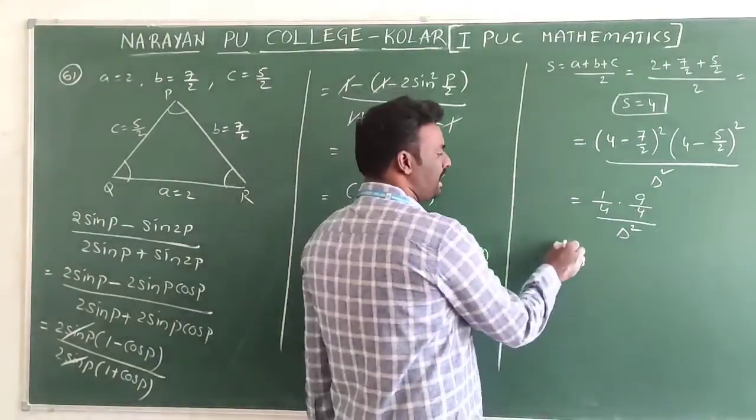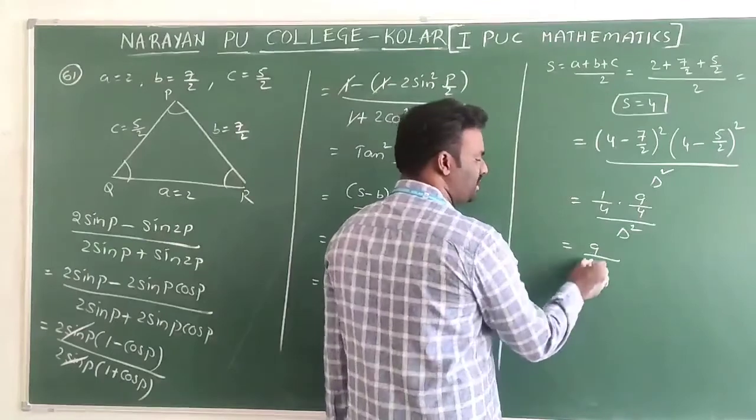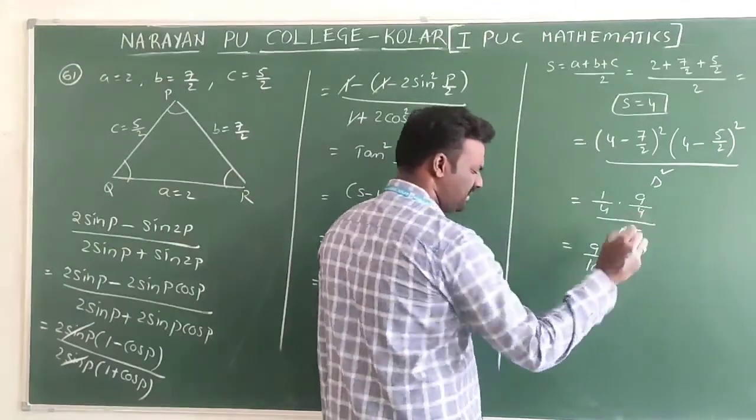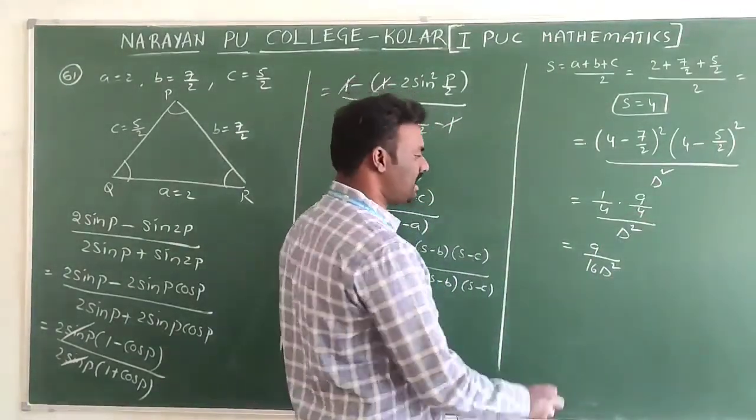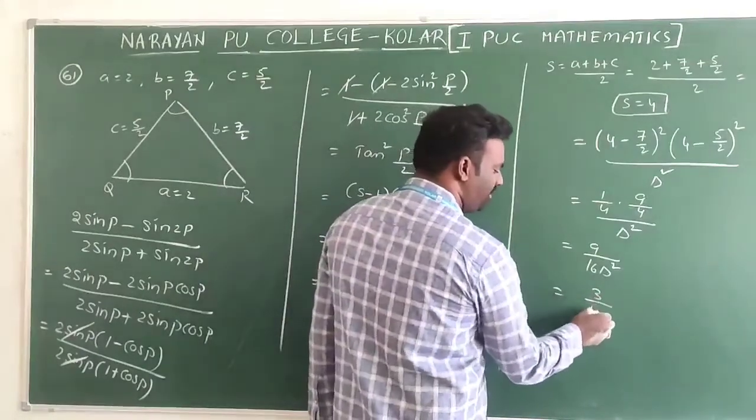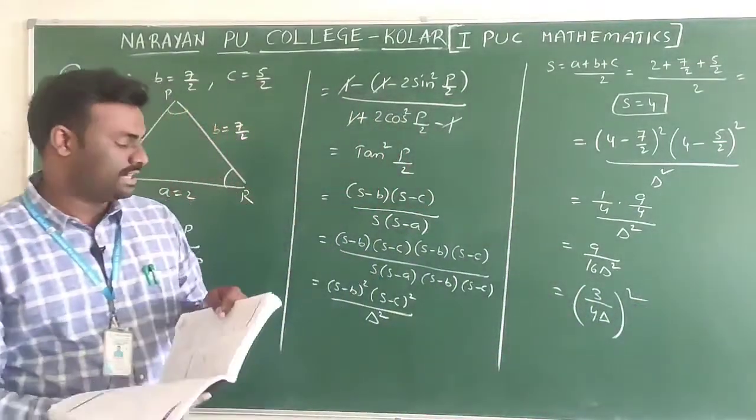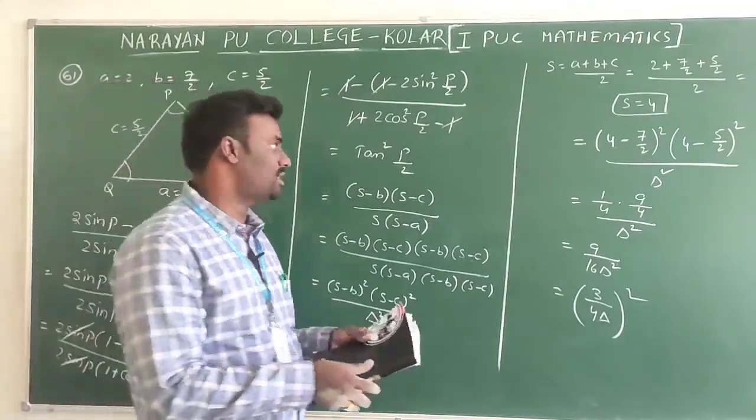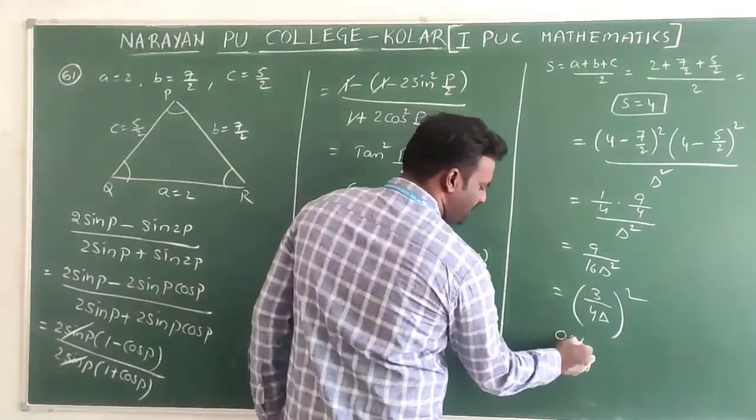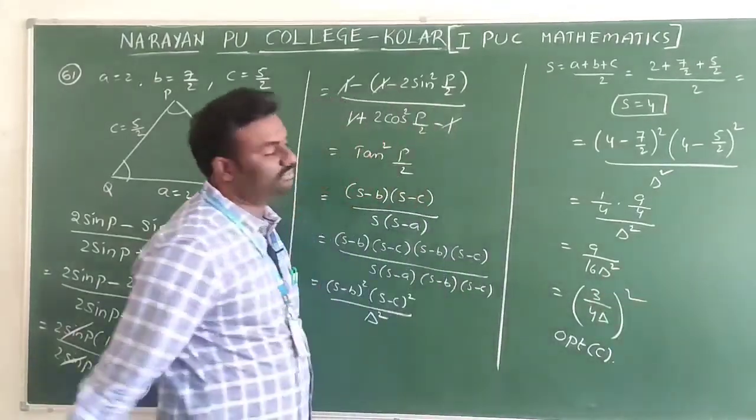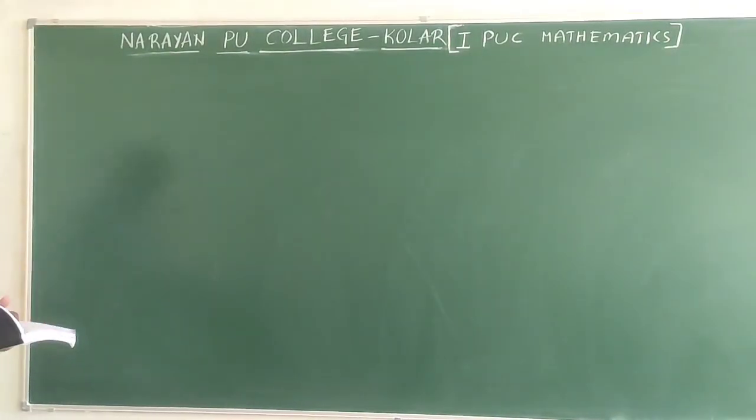So this can be written as 9 by 4 4 is 16 delta square is the answer. That is nothing but 3 by 4 delta whole square is the required answer. That is nothing but option C is the correct answer. Next, 62.